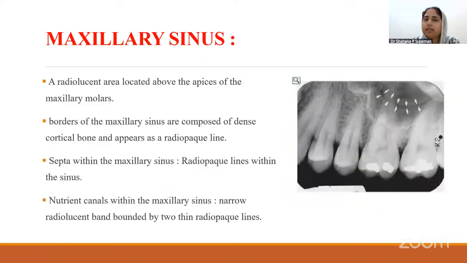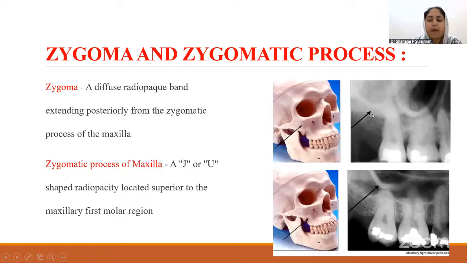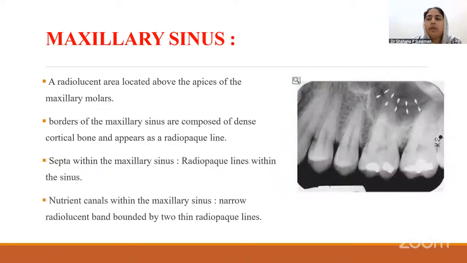Now coming to the maxillary sinus, which is most commonly appreciated in premolar and molar radiographs of the maxilla. It can be seen as a radiolucent cavity having scalloped borders, and there are some radiographs where you can even find radio-opaque bands within this sinus. This is known as the septa of the maxillary sinus, and in some cases you can also appreciate radiolucent lines within this sinus, which are known as the nutrient canals.